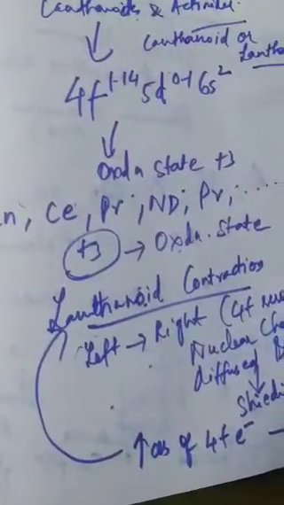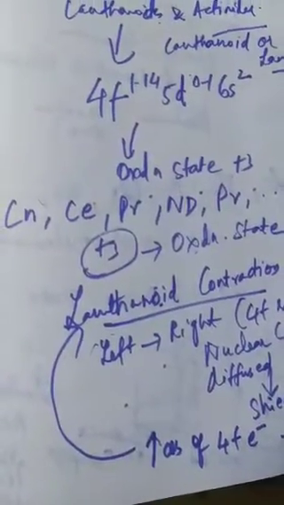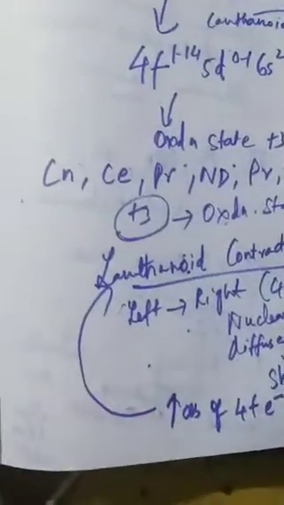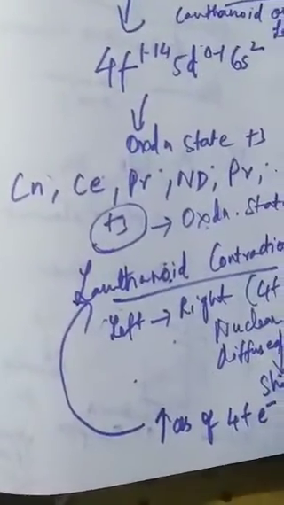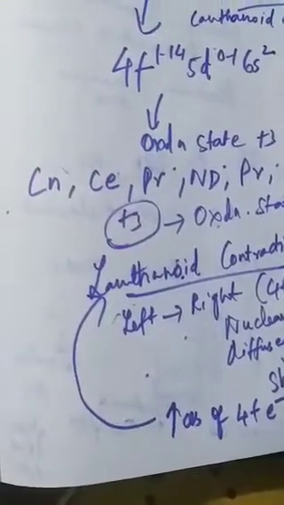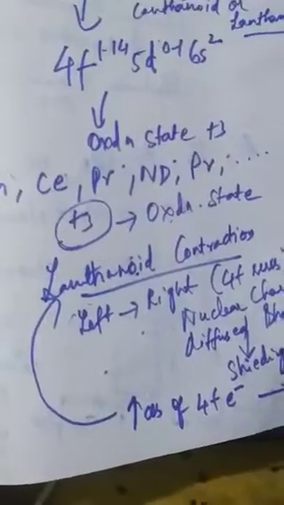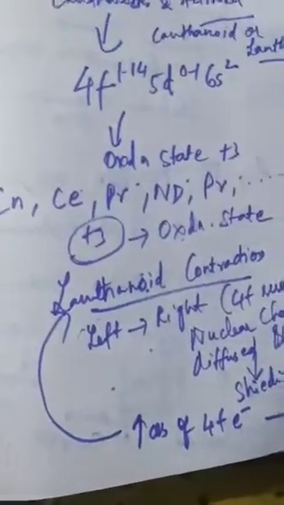Some of the lanthanum series elements are cerium, lanthanum, praseodymium, neodymium, promethium, etc. So we all know these elements will always have their oxidation state +3.